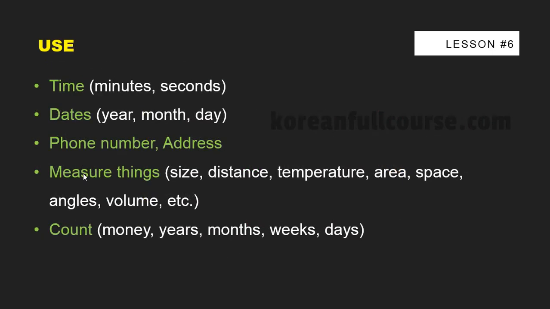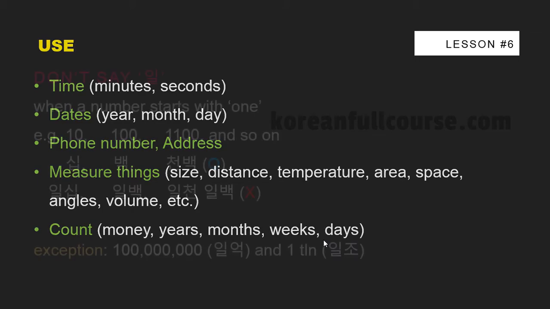So when do we use Sino-Korean numbers? When we talk about time, minutes and seconds only, because for hours we use native Korean numbers. For dates, for phone numbers and addresses, to measure things like size, distance, temperature, and so on. And for counting money, years, months, weeks, and days.